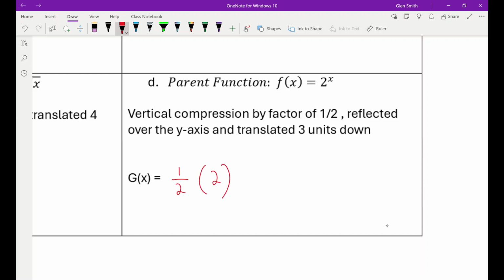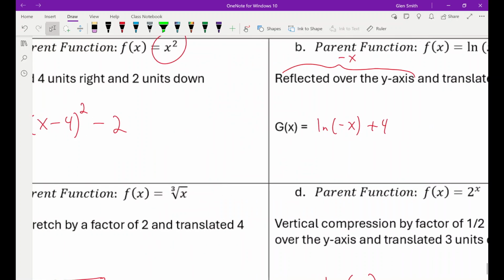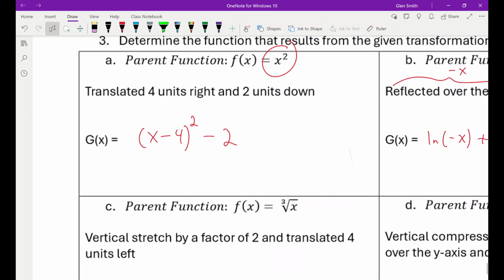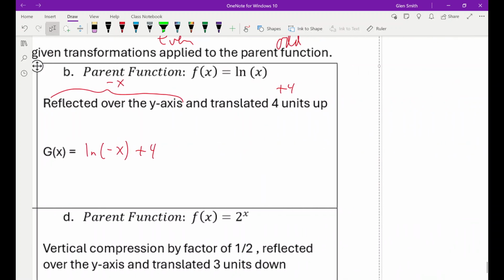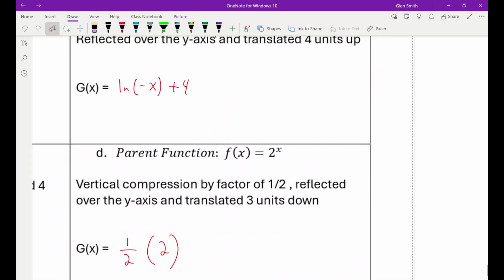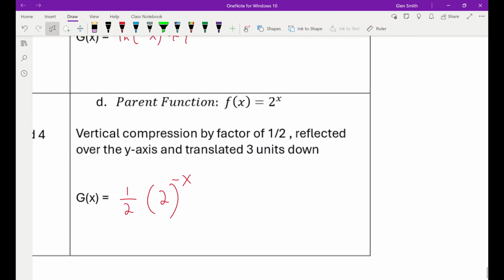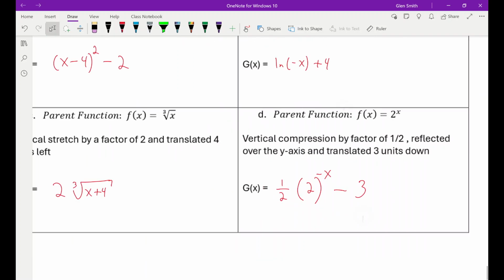Reflect it over the y-axis. I didn't do any over the x-axis. Okay, that's fine. Reflect it over the y-axis, which is going to make my x negative. Wherever the x is, just becomes negative. And then we're going to translate it down 3 units. So at the very end, you put a minus 3. And that's it.